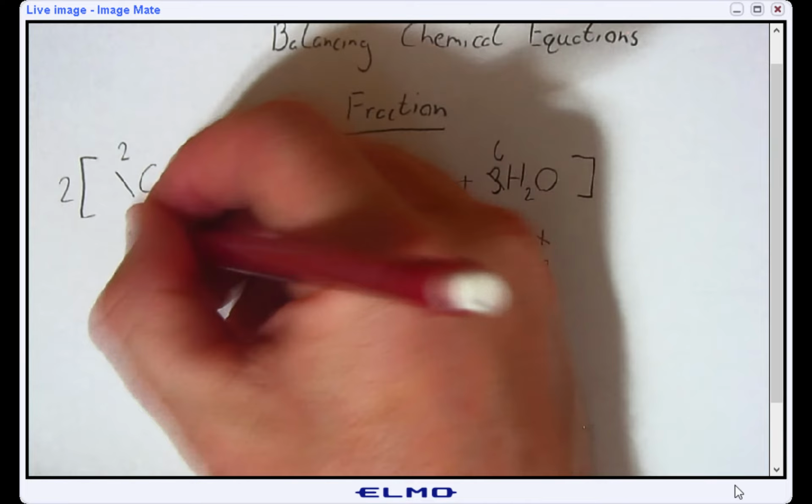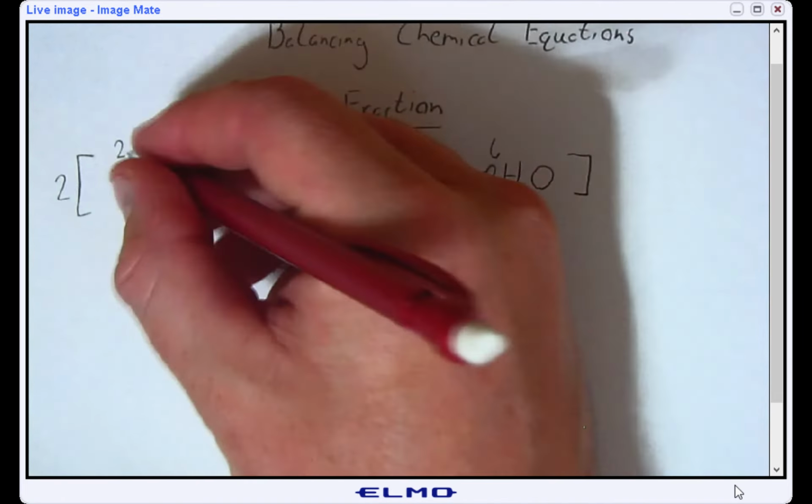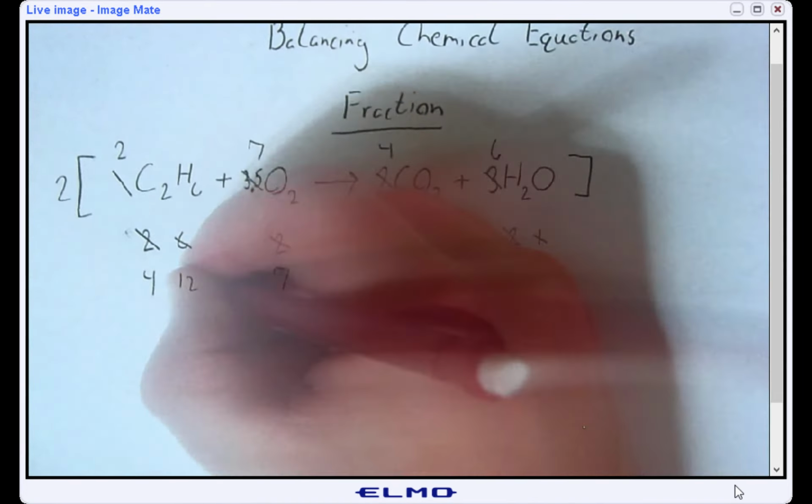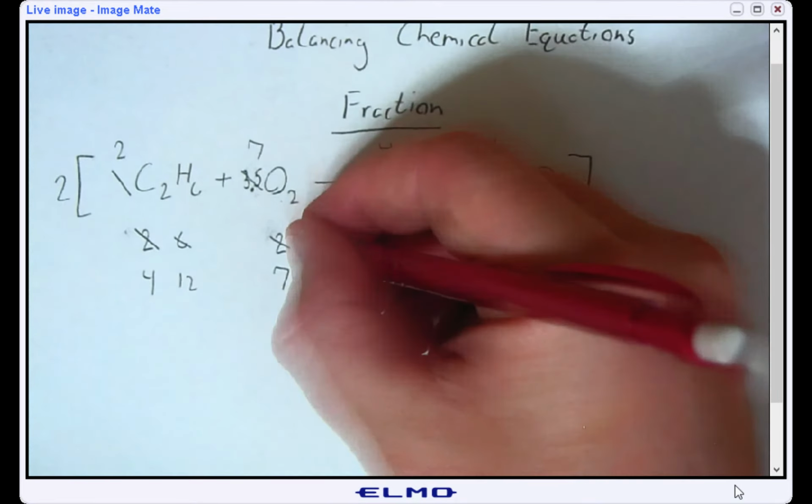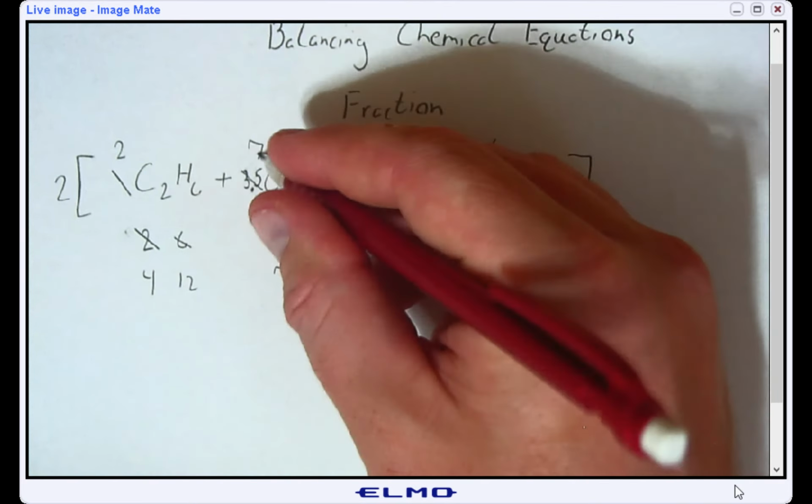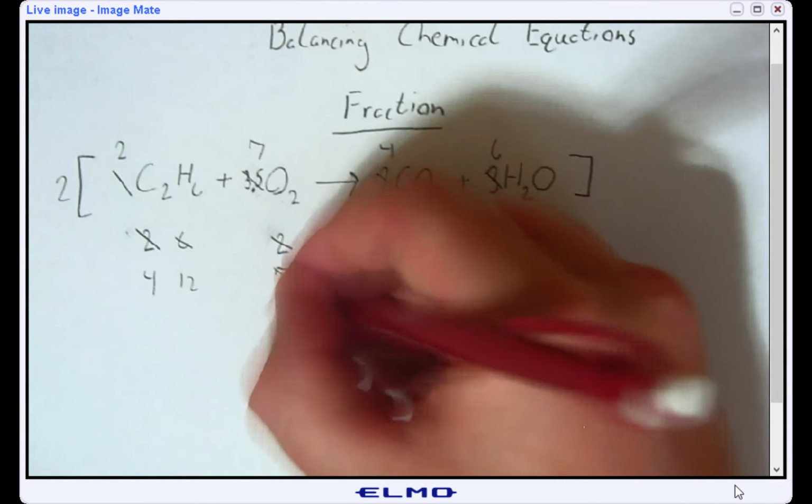2 times 2 is 4. 2 times 6 is 12. 7 times 2, not 7 times 7, common mistake. 7 times 2 is 14.